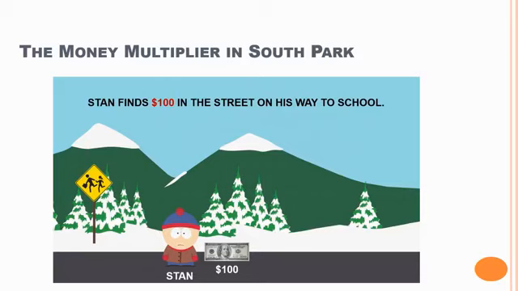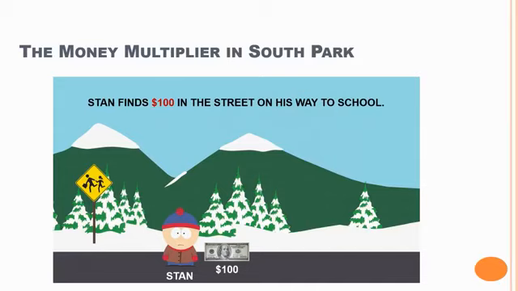And the example that I have created is based on the South Park cartoon. So here we go. Let's try to use this cartoon and the characters of this cartoon to show how money can be created by commercial banks in a fractional reserve banking system.